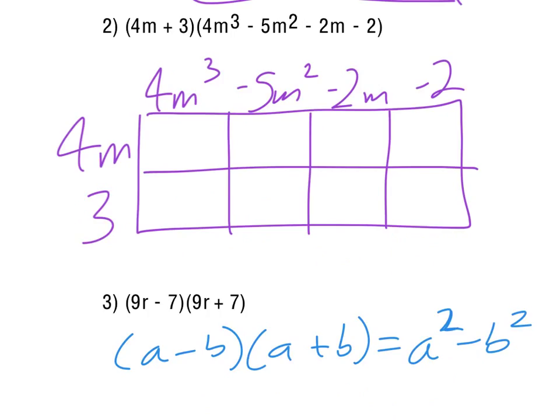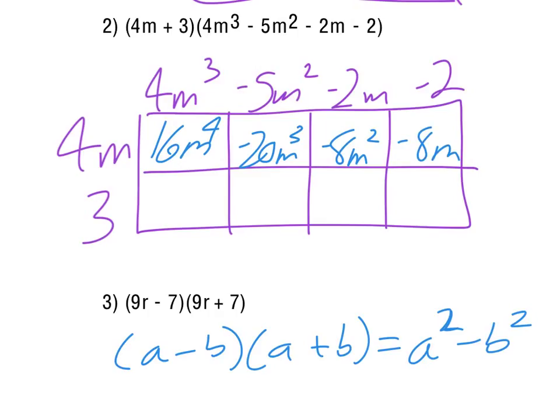For number 2, I set up a 2 by 4 box, being that it's a binomial times a polynomial with 4 terms. We still just find our different products. Again, being very careful that we find those products correctly. And then we go to the bottom, so we get 12m cubed.